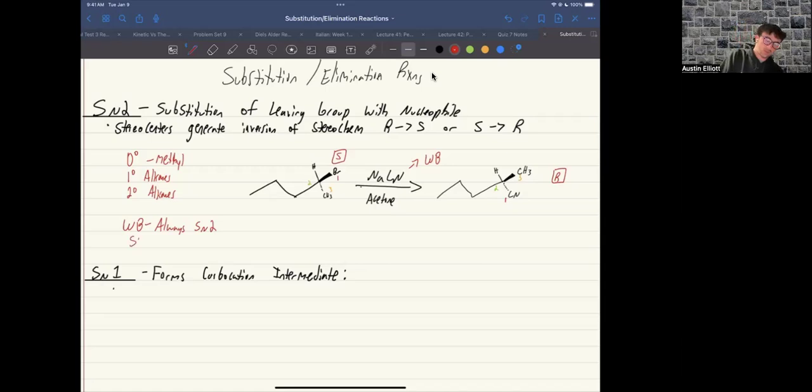With that, the strong bases can sometimes do SN2, although they're more likely to do E2 or something like that. Now moving on to SN1. With SN1, the only difference really here is the formation of a carbocation intermediate, which does not happen in SN2.